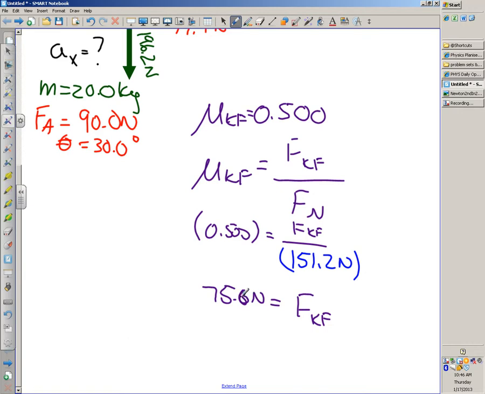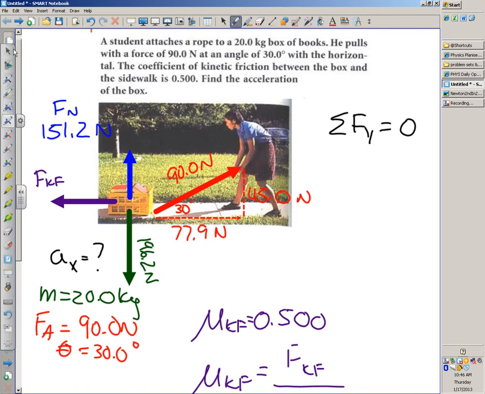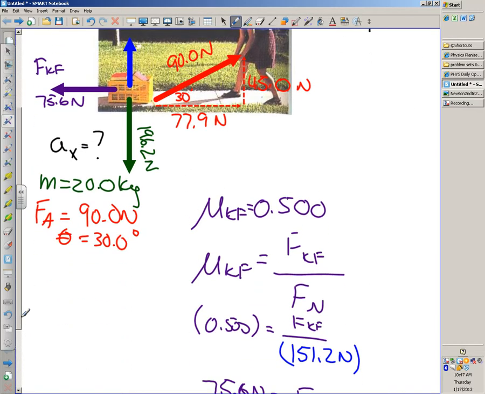75.6. Okay. So we'll take that back up to our drawing now, and we'll label this as 75.6. All right. Good. Anything really new so far? Not really, right? But now here's where we kind of put it all together and get something new. All the problems we've done up until this point have been equilibrium, so the net force is equal to 0 on both axes. But that's not the case in this problem.